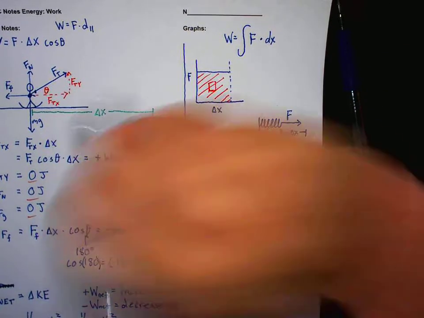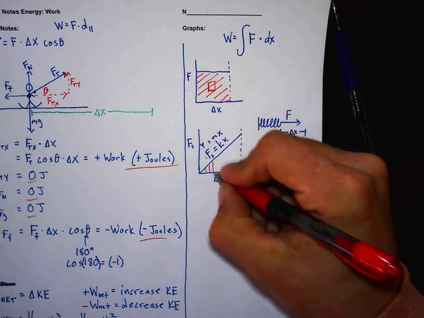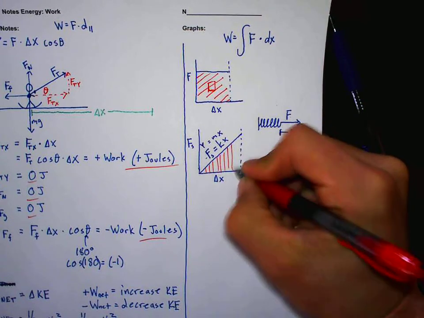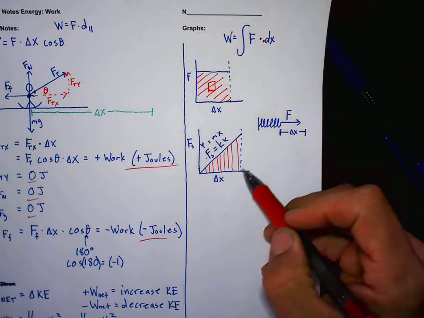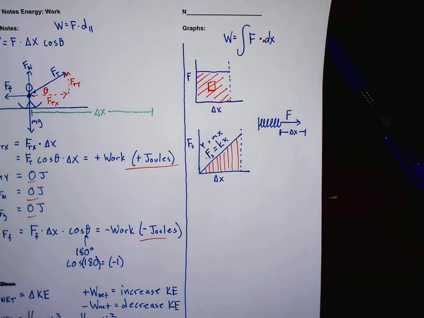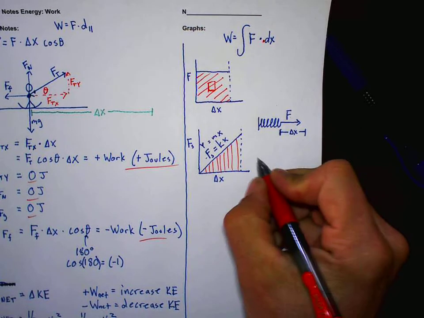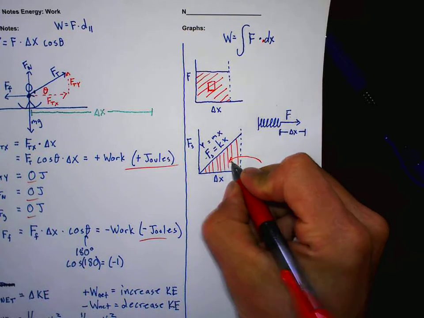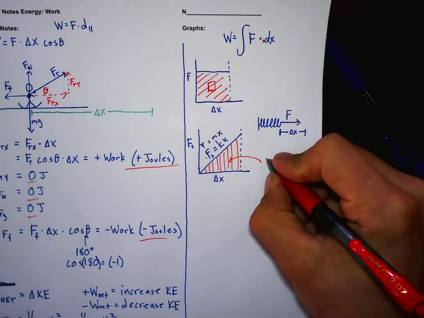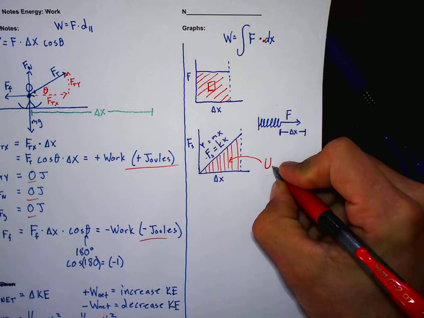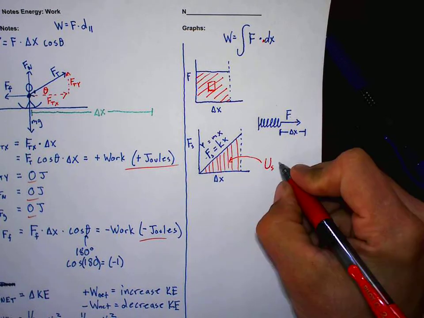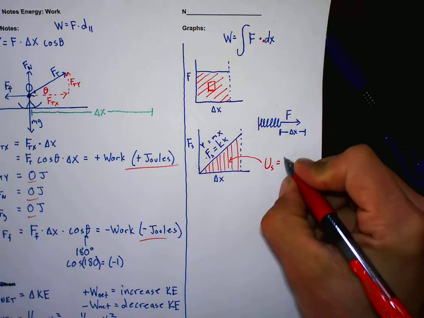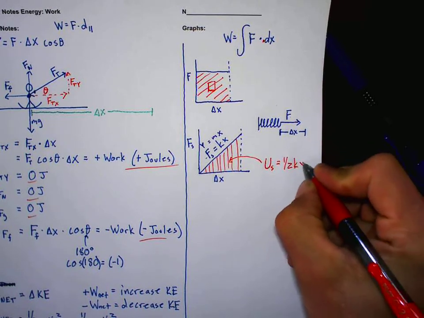Okay, now the work to stretch it is the area under this graph. Okay, this still applies right here. This area is super easy to calculate because it's just a triangle. Okay, you don't really need calculus for that. In addition, this area is equal to the stored potential energy, U or PE. For a spring, we put an S, and it's 1/2 kx squared.